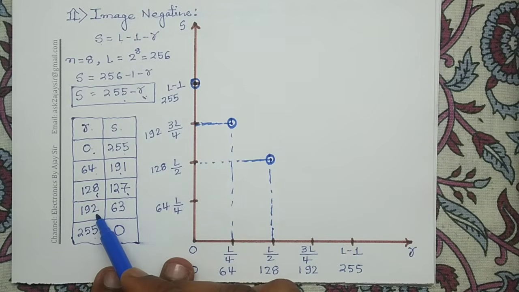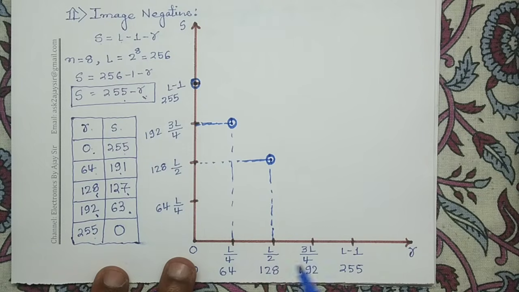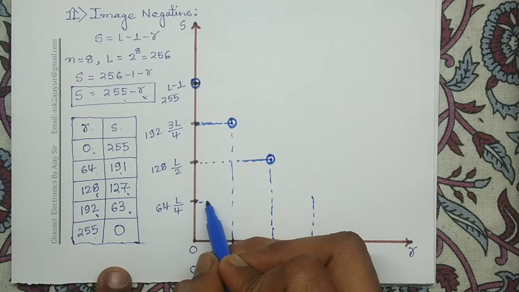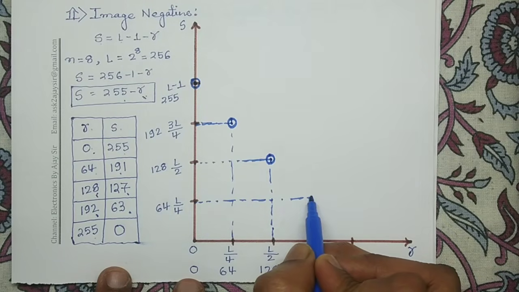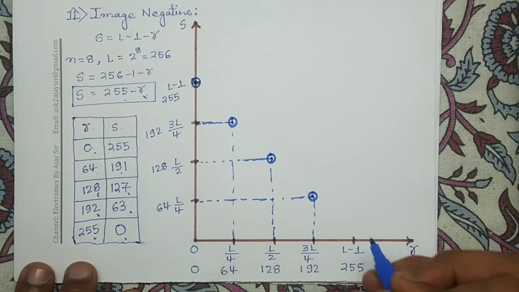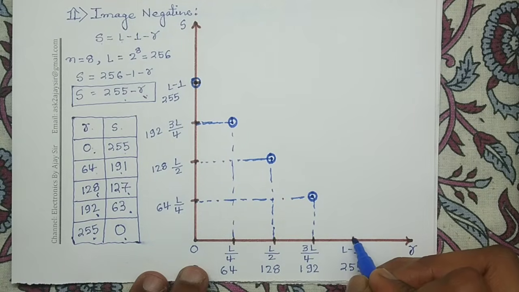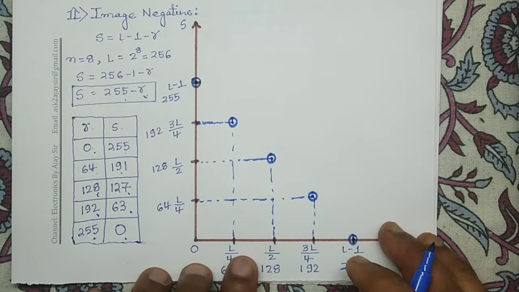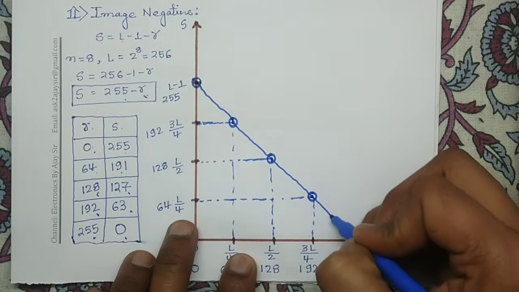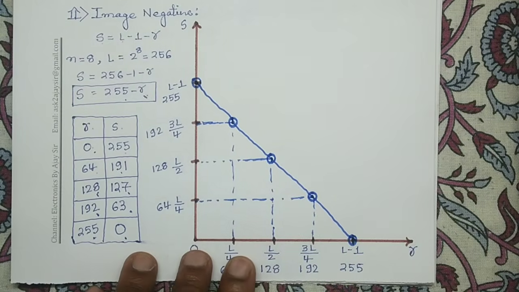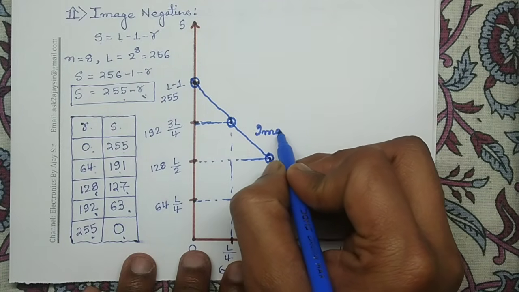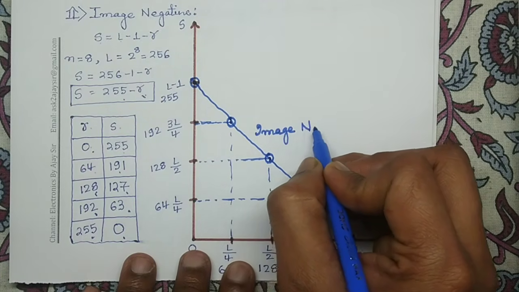Now when R equals 192, S equals 63. Let me mark this point. When R equals 192, S equals 63, representing this point. And when R equals 255, S equals 0, representing this point. Now if you connect all these points, this curve represents the transformation curve of image negative.